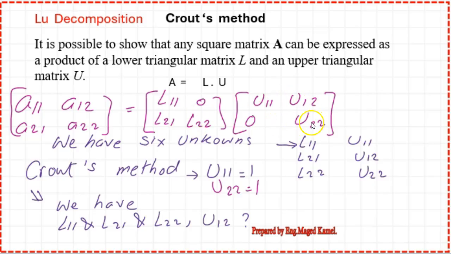We have 6 unknowns and we have 4 equations, so we need 2 additional conditions in order to know the other variables. That's why Crout's method makes an assumption that U sub 11 equals 1 and U sub 22 equals 1. Then we are left with 4 unknowns, L11, L21, L22, and for the upper matrix, we already know U11 and U22. We need to know U12. We move to the next slide.